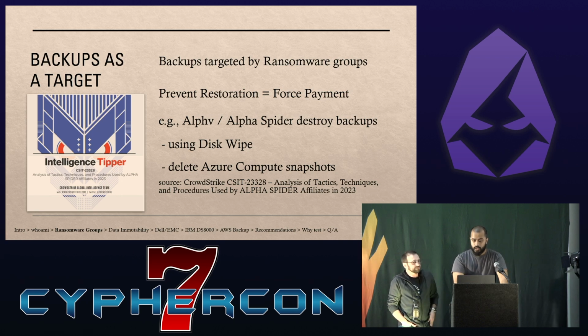So, for example, let's take an example out of CrowdStrike's recent threat intelligence report, where they mentioned the threat actor known as Alpha Spider, which is known to destroy an organization's backups using techniques like disk wiping and deleting Azure compute snapshots.